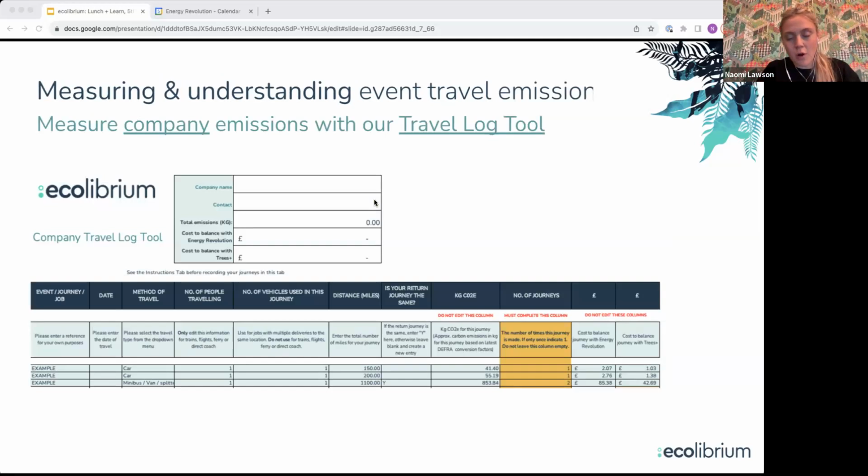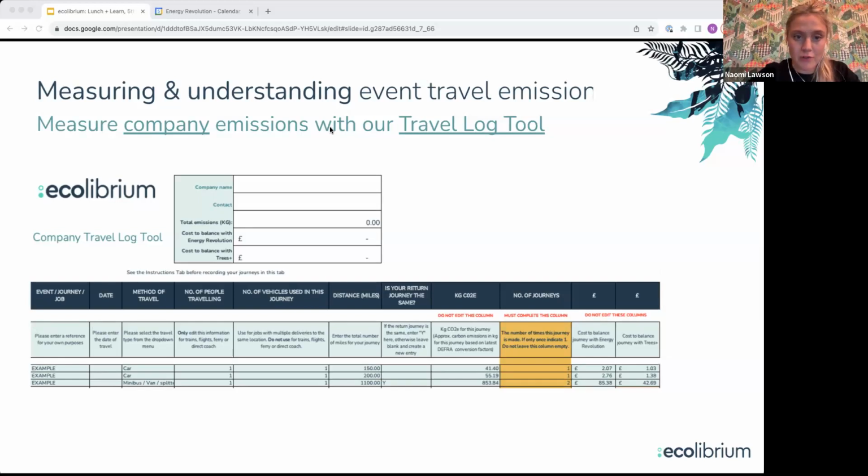So yeah, to run you through our tools very briefly, which we are constantly updating, and we're actually working on a new version now, which we will be launching really early next year. But yeah, so firstly, this is our travel log tool, which you can see on the screen here, and it helps you to measure your staff and company travel emissions throughout the year. So you can also share it with suppliers and ask them to fill it out for your event as well. It should be a quick and easy thing for them to do because they won't have to log loads and loads of journeys, hopefully.